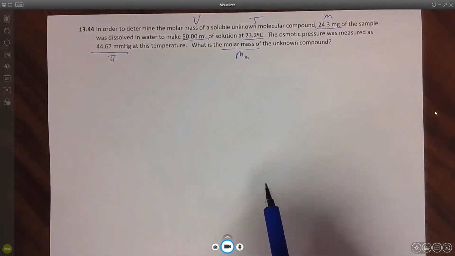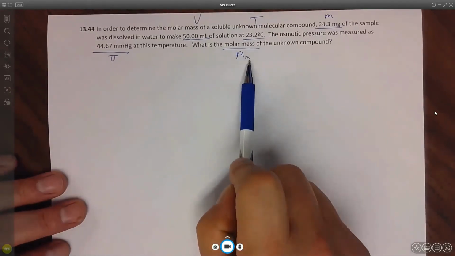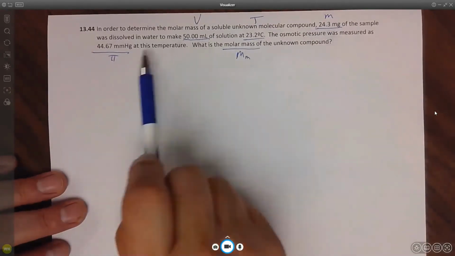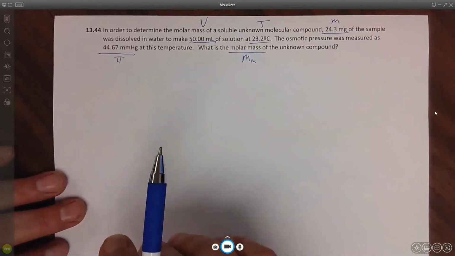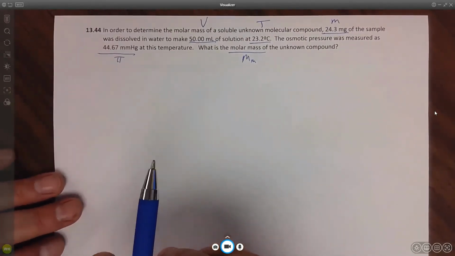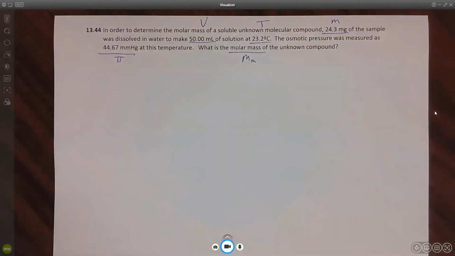Again, I strongly encourage you to recognize the variable for each value that is given. That's going to make it a lot easier to solve these problems. You're going to know what equation you need to use. Okay, so Eugenie, what equation am I going to need to do this?